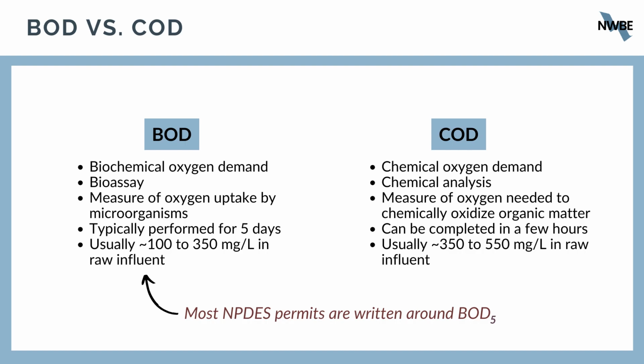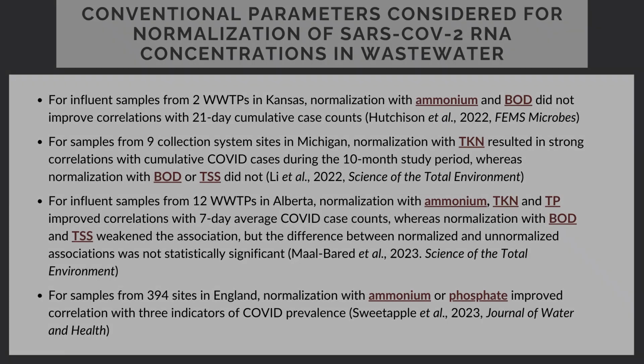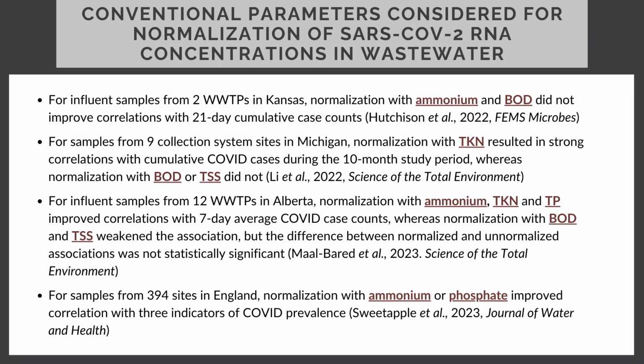But there are other ways to normalize pathogen nucleic acid data in wastewater, and there has been a good amount of work looking at using the sorts of conventional water quality parameters I just talked about. So I thought it was worth mentioning the results of some of those studies here. And these are all for COVID or SARS-CoV-2, by the way. So Hutchison et al. found that for influent samples from 2 wastewater treatment plants in Kansas, normalization with ammonium and BOD did not improve correlations with 21-day cumulative case counts for COVID.